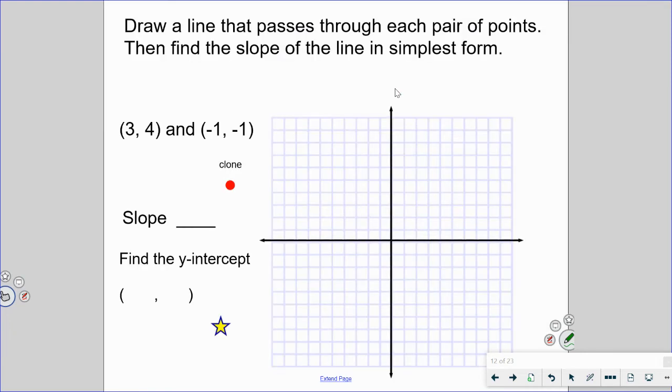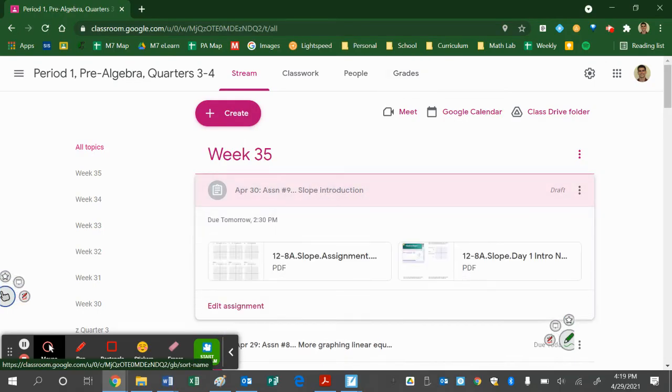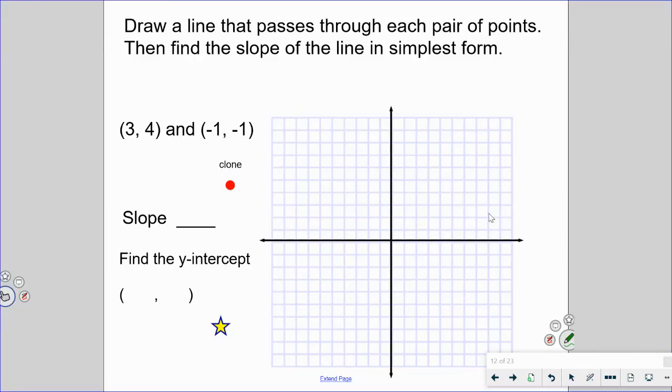All right, now, if you'd like at this point, you can go to your assignment. I have put some notes right here. And these problems are going to be just like our homework. So draw a line that passes through each pair of points, then find the slope in simplest form. And I might put an extra star at the y-intercept as well.